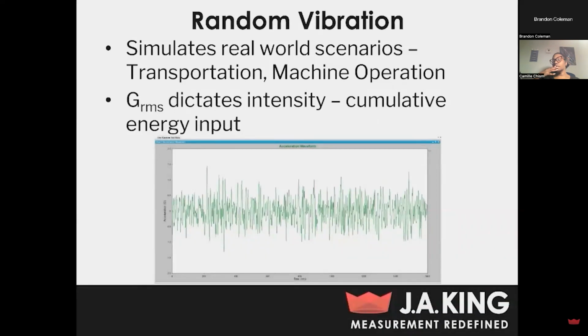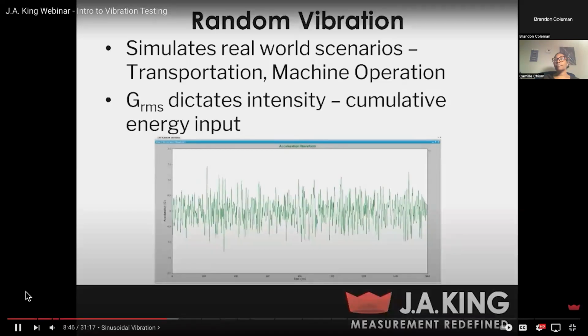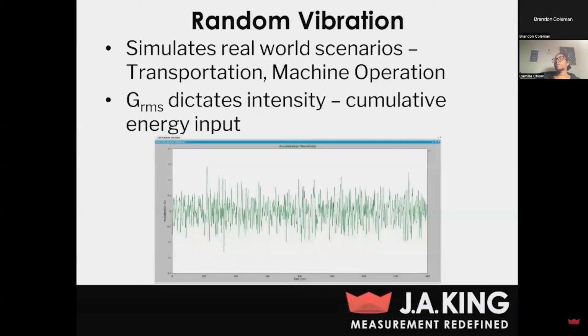Now for sine testing, the intensity is dictated by your G level or your actual acceleration. For random vibration, it's a little bit different, and the intensity is actually dictated by the GRMS. And that's essentially a measure of the cumulative energy input or a measure of how hard your shaker is really working.